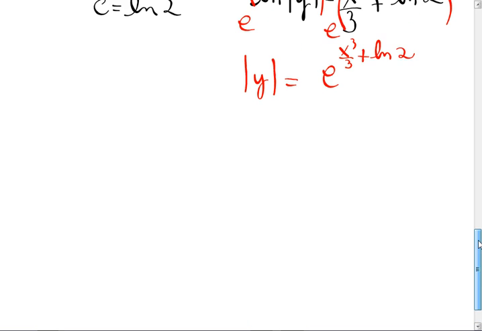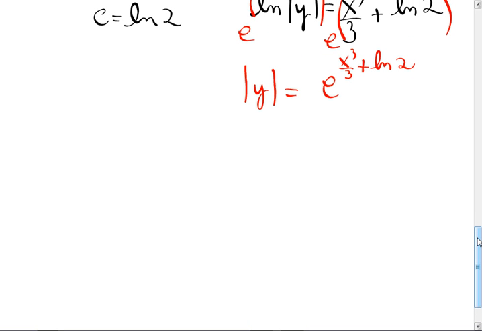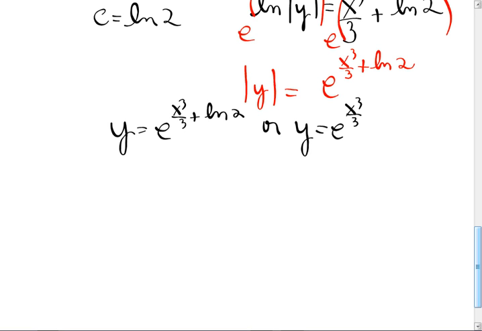Absolute value, that's another issue. So this is going to give me Y is equal to the positive one of these, e to the x cubed over 3 plus the natural log of 2, or Y is equal to negative e to the x cubed over 3 plus the log of 2. I forgot to put my minus sign out in front. You get two solutions, but only one's going to work because it goes through the point 0, 2.